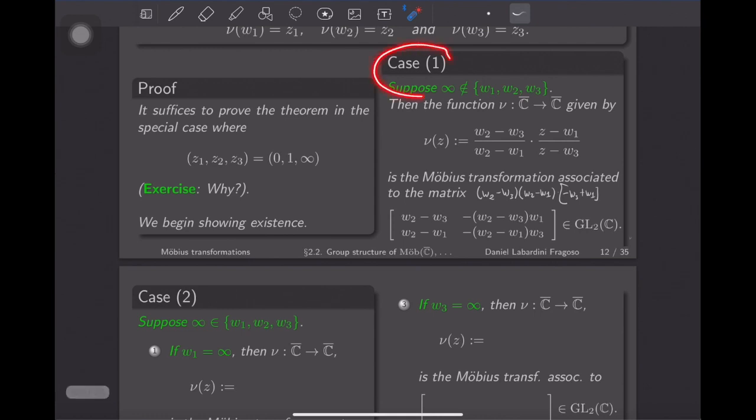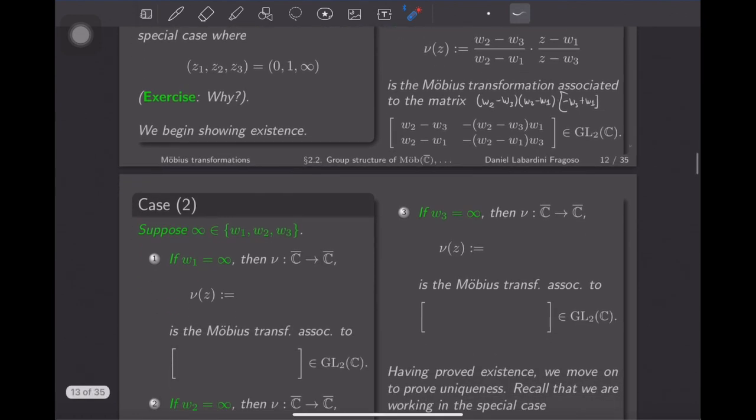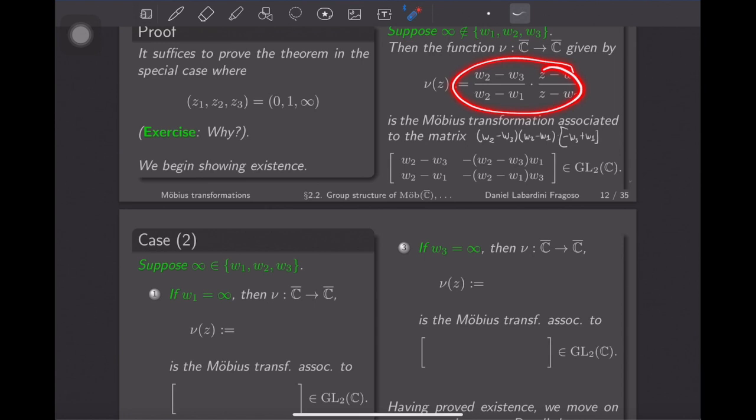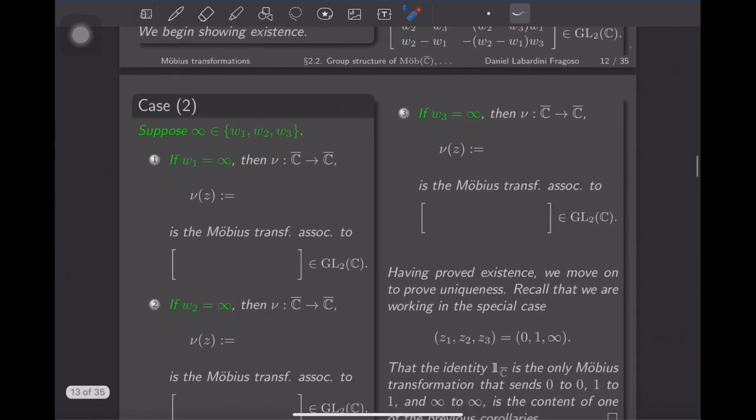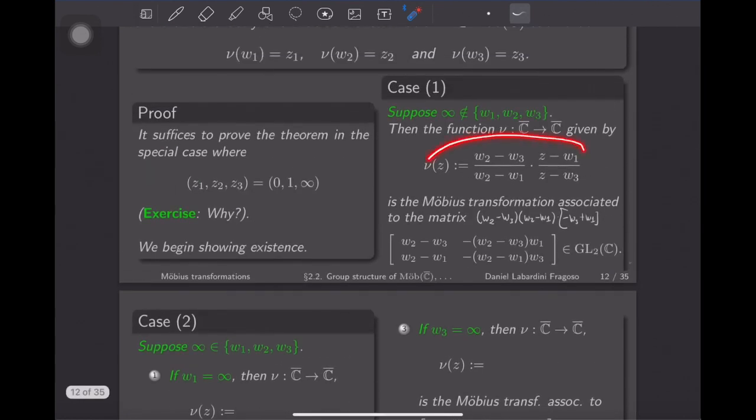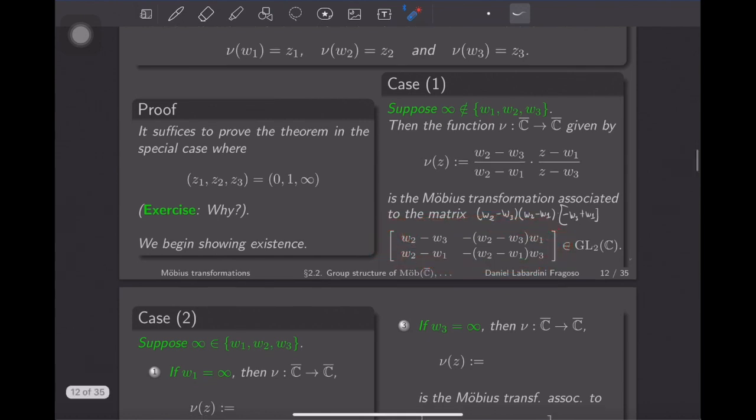Okay, that was case one, and so more or less then I know what trick works. Notice that this can be applied in explicit examples. If I give you specific W1, specific W2, specific W3, you can even write a program that gives you this matrix.